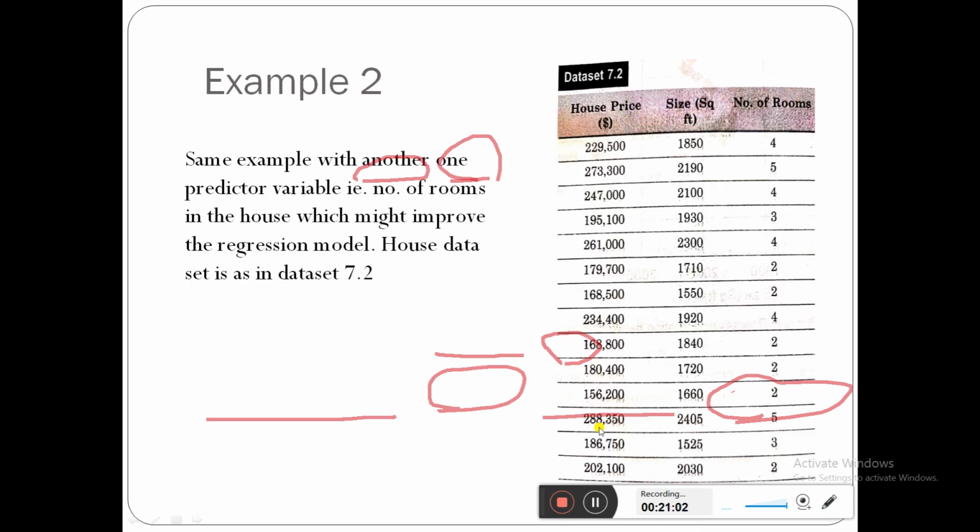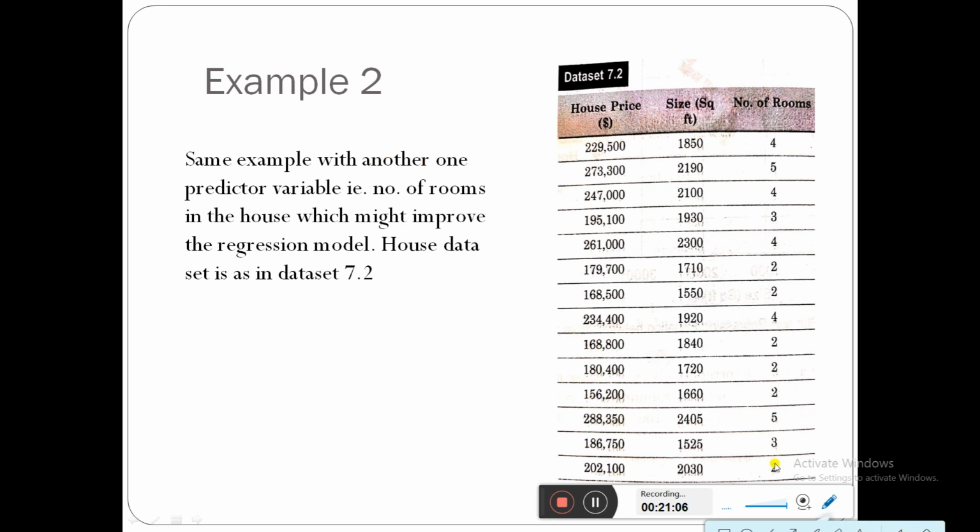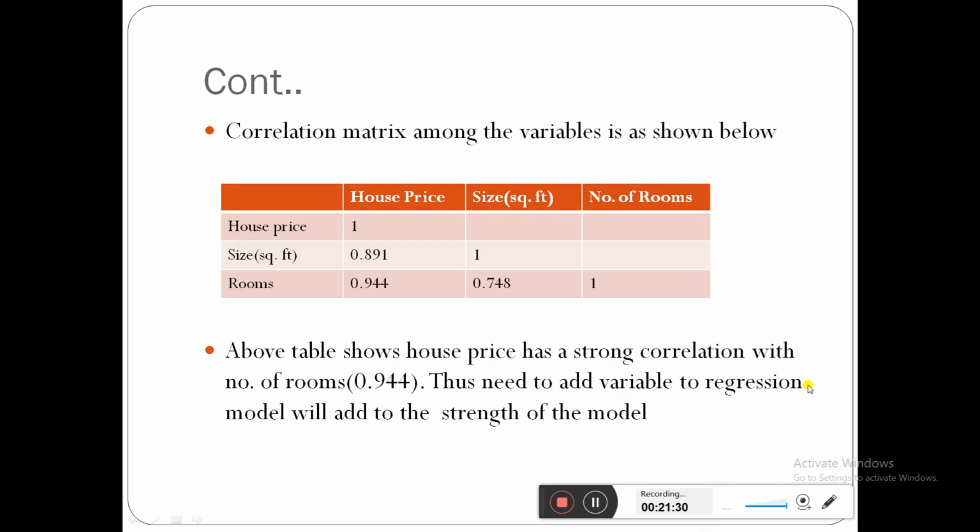Next, we'll move on to the next problem. We are going to take another variable for the same problem, that is the number of rooms. Based on the number of rooms, the price of the house is going to vary. We are going to build a model for this. This is the same house price data, and here we add the number of rooms.